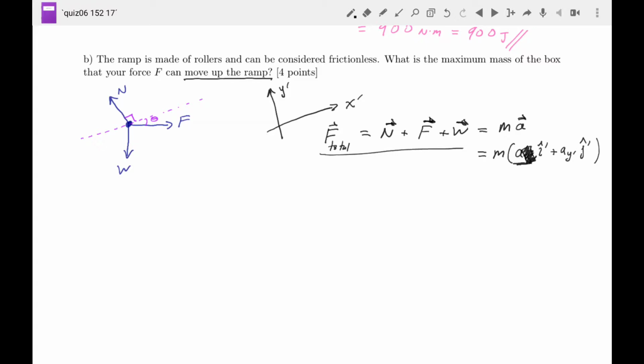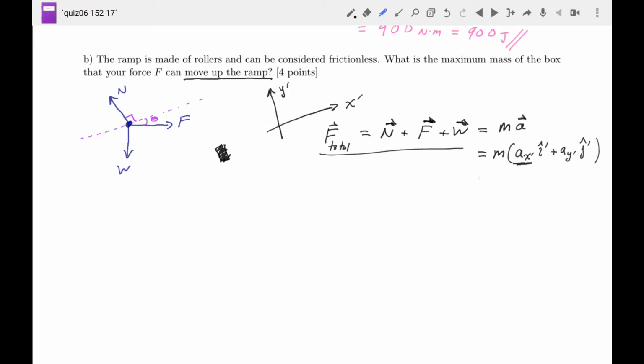If a_x' is less than 0, that means a negative acceleration in the x direction, so it slides. Not only does it slide down the box, but it accelerates down the box. However, if a_x' were 0, then this force could either go up or down the box, but it would move at a constant speed, constant velocity.